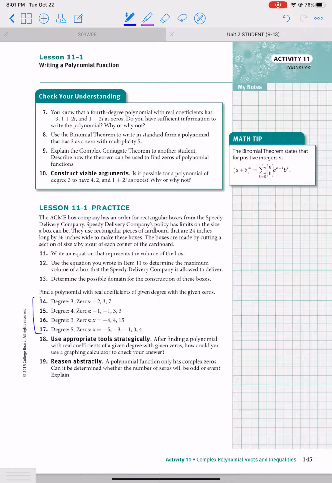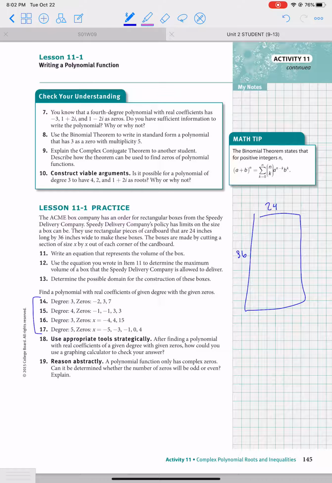So this is one of those weird situations where we have a box. I promise you this won't be on the quiz, but we do need to realize how this math relates to the real world. So the Acme Box Company has an order for rectangular boxes from the Speedy Delivery Company. Speedy Delivery Company's policy has limits on the size that the box can be. They use rectangular pieces of cardboard that are 24 by 36 inches.